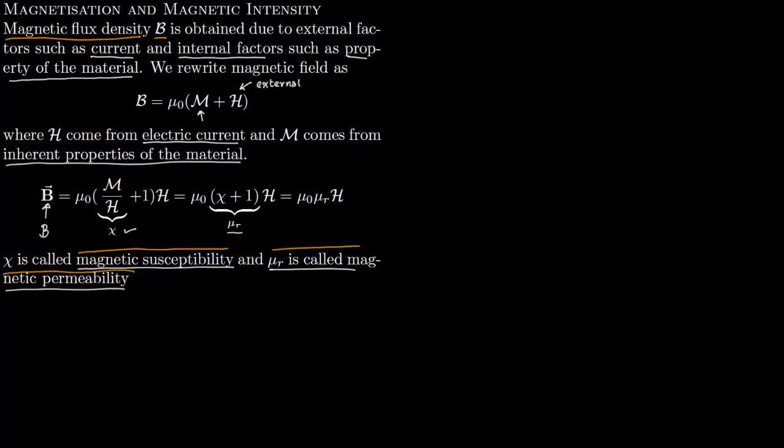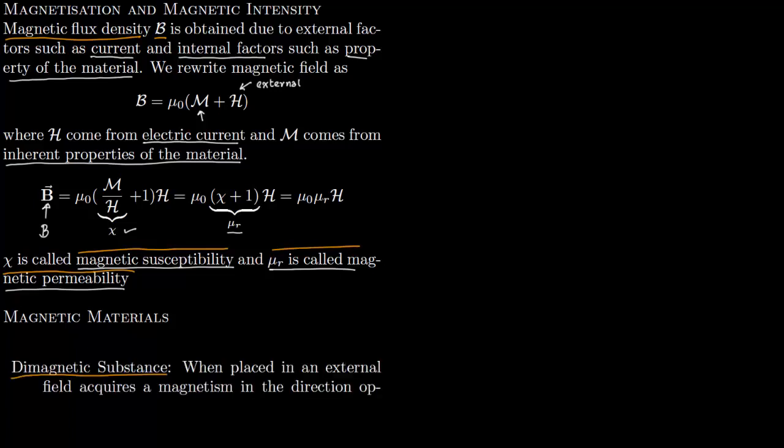We now talk about magnetic materials. There are three kinds of magnetic materials: diamagnetic substances, paramagnetic substances, and ferromagnetic substances. We start by talking about diamagnetic substances.